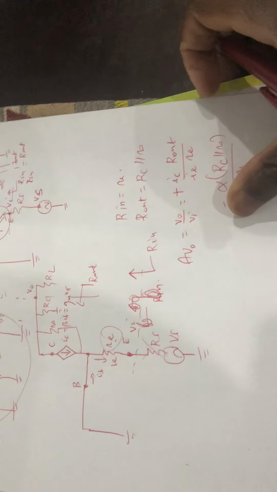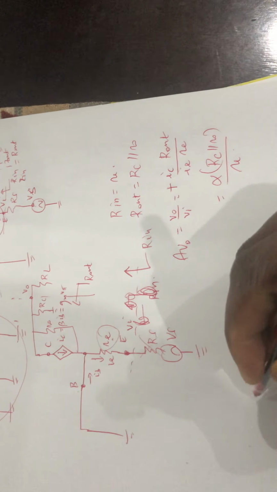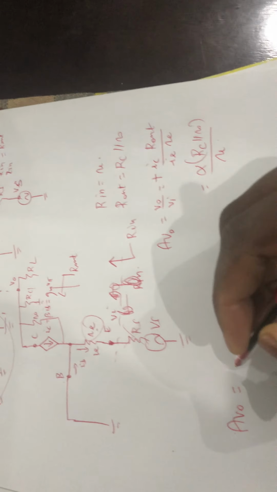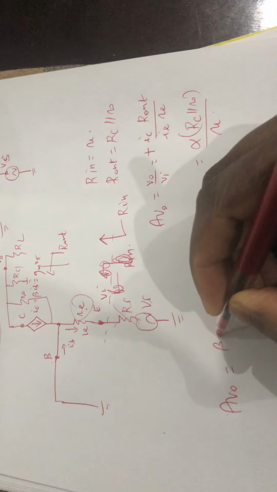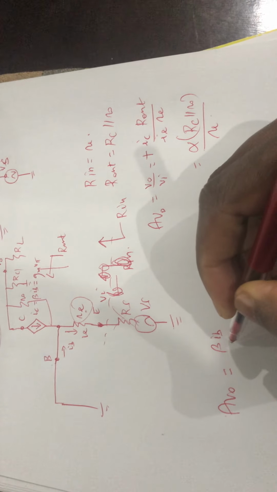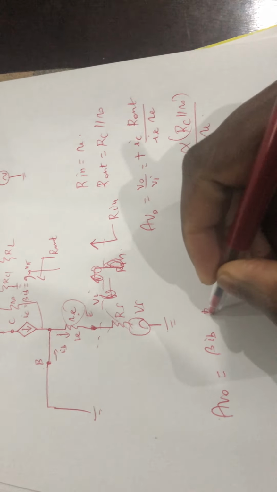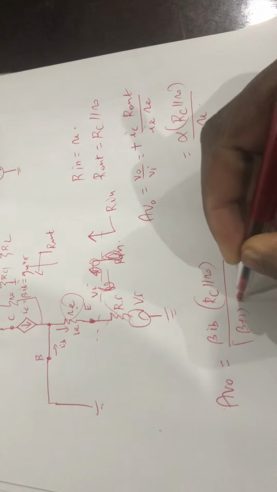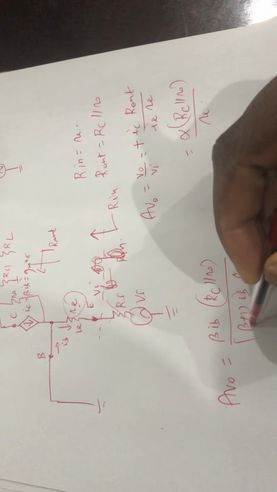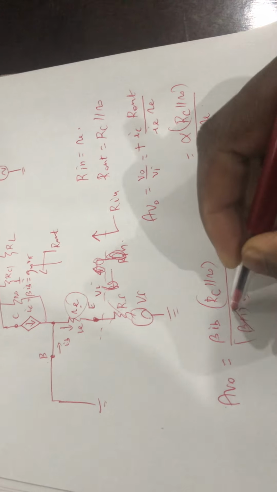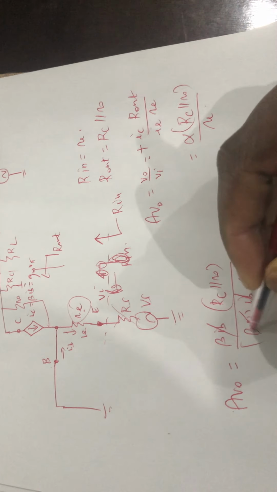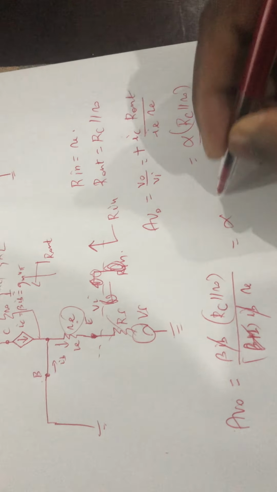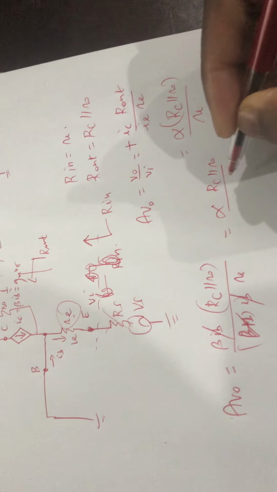An alternative to that would have been, V out would have been calculated as beta IB times RC in parallel of RO, divided by beta plus 1 IB RE. These two will cancel. IB will cancel, beta plus 1 is still there. And that's what is creating the alpha, actually, RC in parallel of RO over RE.